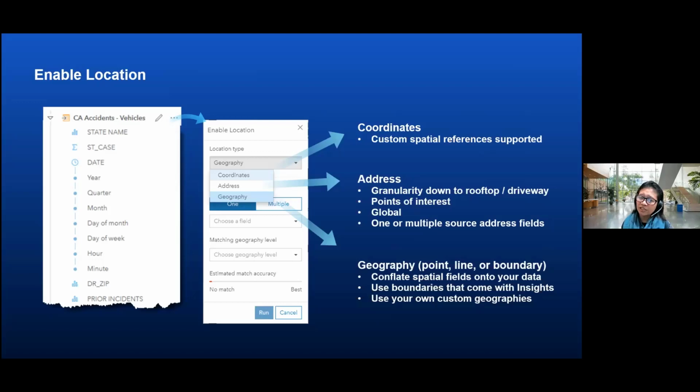Or you want to use the geocoding based on address. So you probably have the address field on that, or you have a point of interest, you have the global address, you can use it as well. Or you use the geography. So you probably have a layer that provides you with the geography, or you have a field that actually has the country name, for example. So you can use geography to enable location.